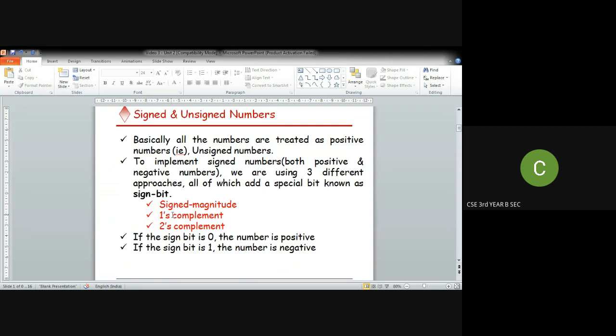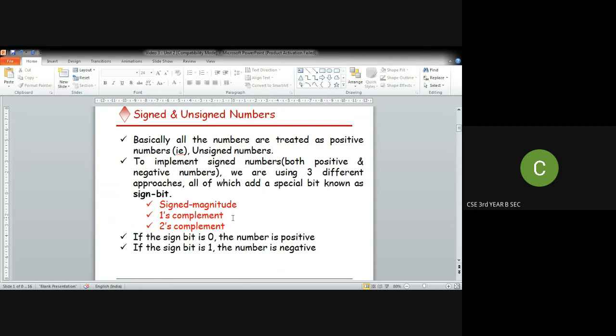First, in order to represent a signed binary number, we use a special bit called the sign bit. If the sign bit is 0, the number is positive. If the sign bit is 1, then the number is negative. In order to implement signed numbers, we use three methods: signed magnitude, ones complement, and two's complement. These are the three methods to represent signed numbers. In all three methods the sign bit is common: if it is 0, the number is positive, and if it is 1, the number is negative.